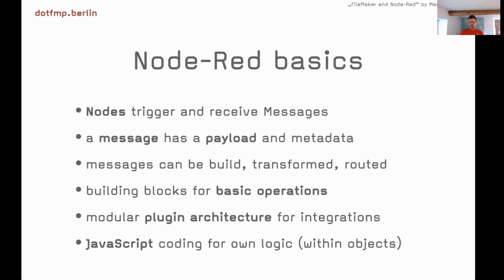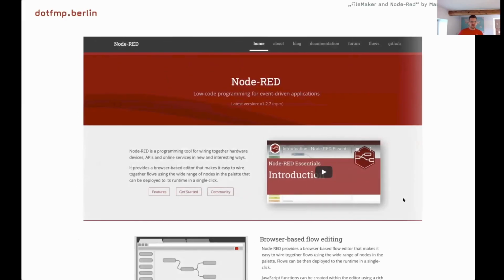Node-RED itself is this messaging platform, and together with the integrations, you can make some sense out of it, if you receive and send messages between hardware, between services, between software, between your FileMaker server. And this is where the fun part begins. And even JavaScript is part of it. You can code JavaScript if you need some own logic within the objects. JavaScript is part of Node.js, so everything is JavaScript and JSON you can think of.